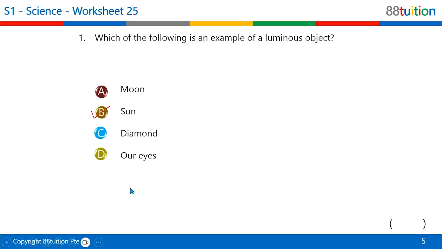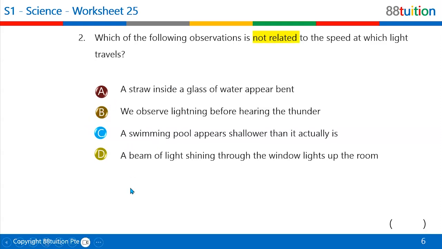Okay, go on to the next one. Now, which of the following observations is not related to the speed of light?